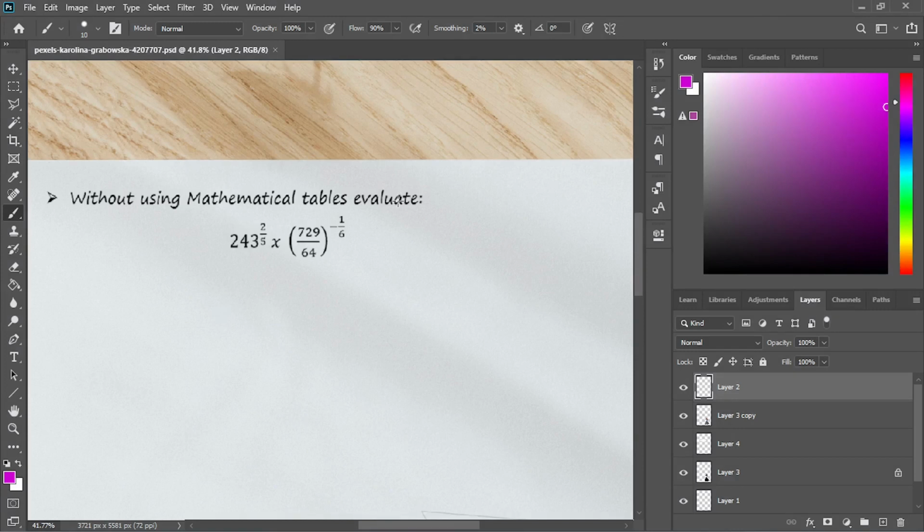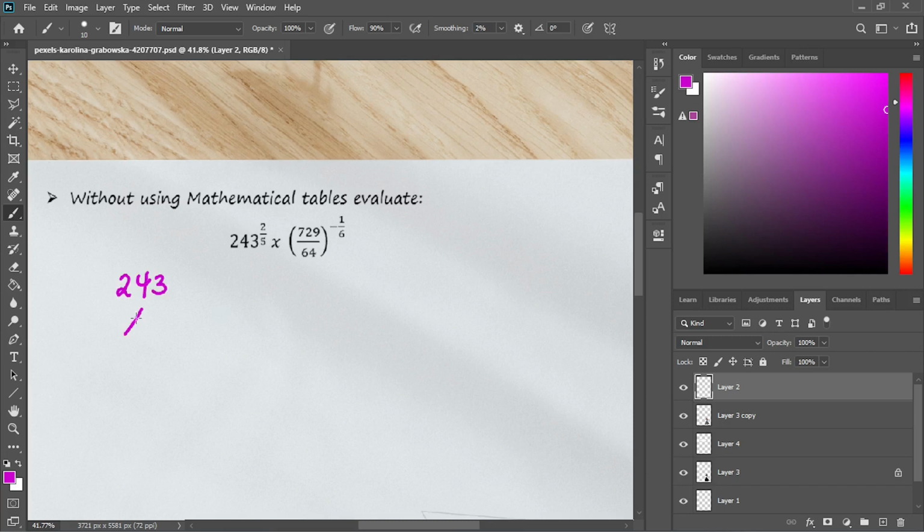So today's question is on indices, and the question reads: without using mathematical tables, evaluate 243 to the power of 2 over 5 multiplied by 729 over 64 to the power of negative 1 over 6. For such questions, the first thing that we always do is to write all the numbers involved in their simplest form, or in factor form. So we are going to start with 243.